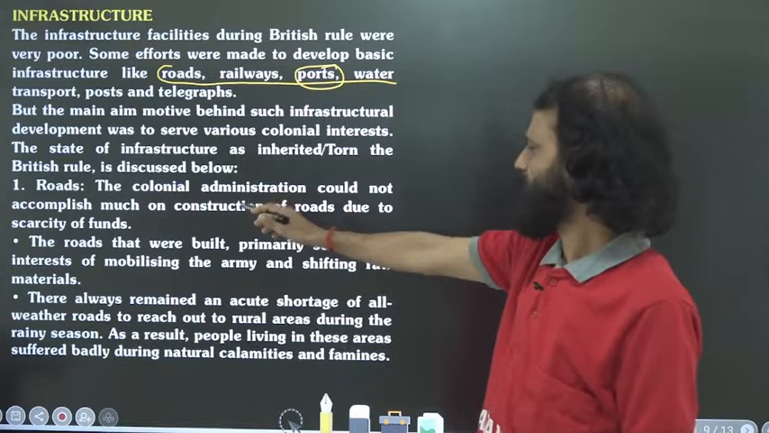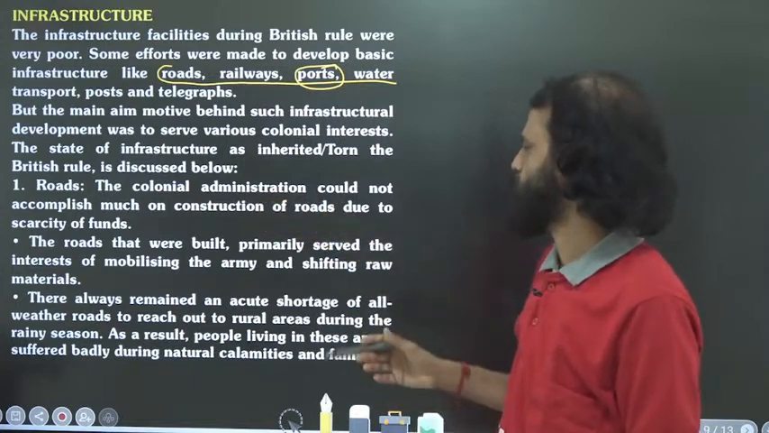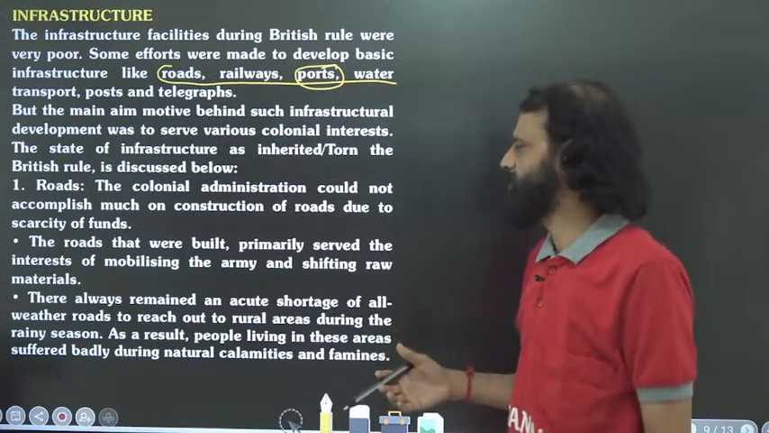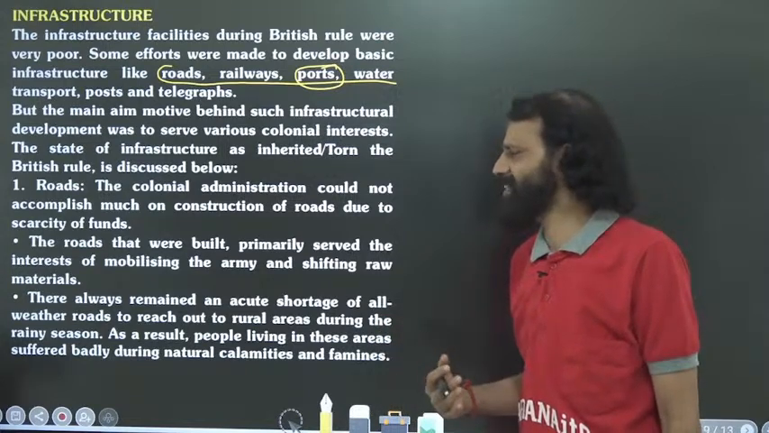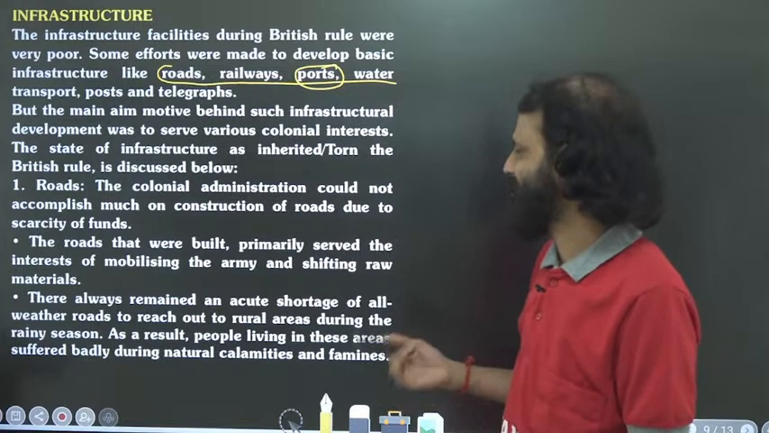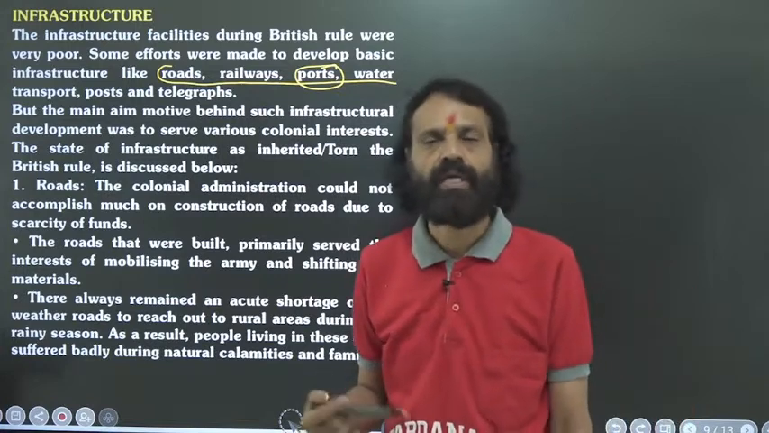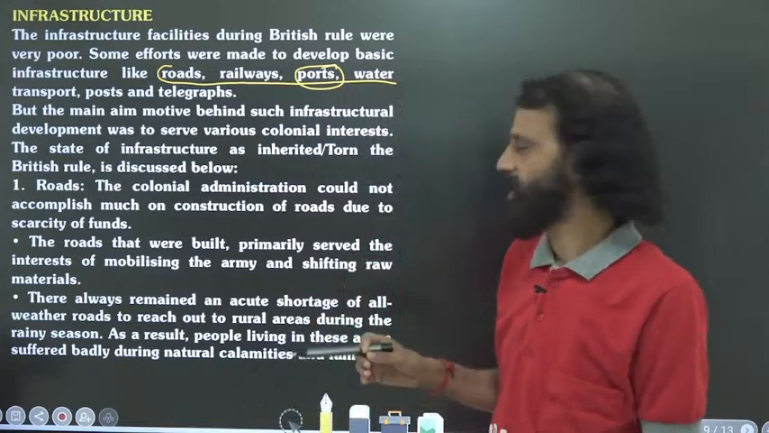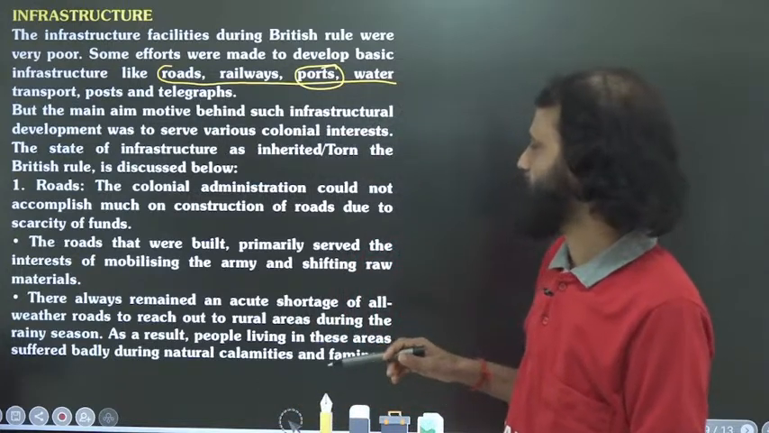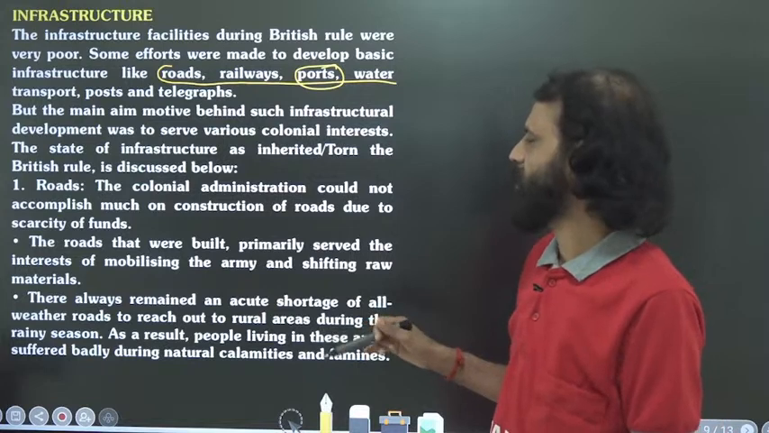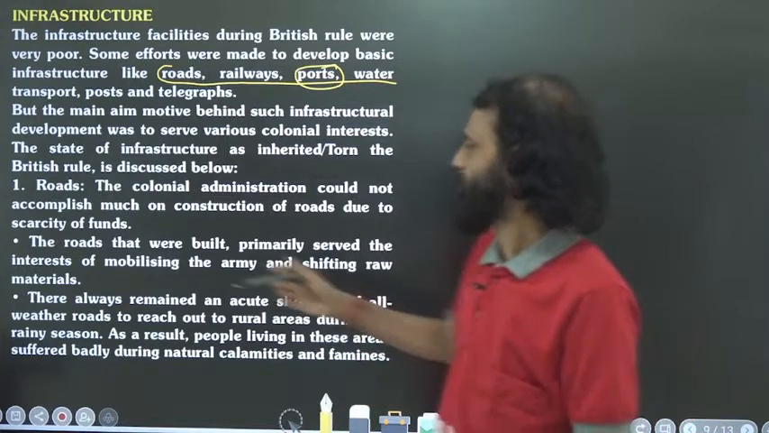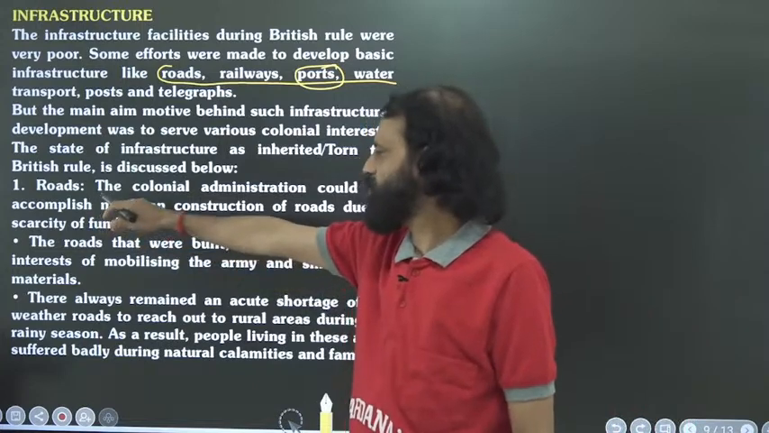Roads. The colonial administration could not accomplish much on construction of roads due to scarcity of funds. Even the colonial administration was lacking enough funds. They had taken all funds to their country, Britain. They didn't keep much fund in India, and they didn't invest much for development. So they didn't develop every road in India.